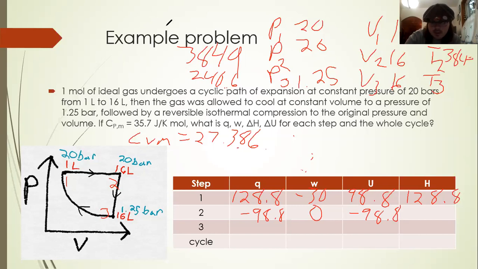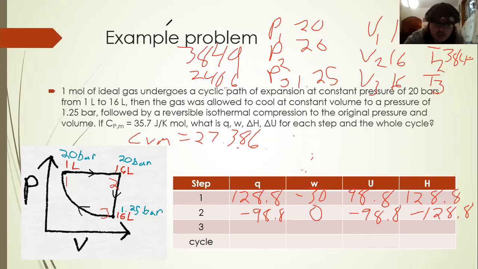Now this guy we can calculate as C sub P. So C sub P is going to be negative 128.8. There's a reason for this.